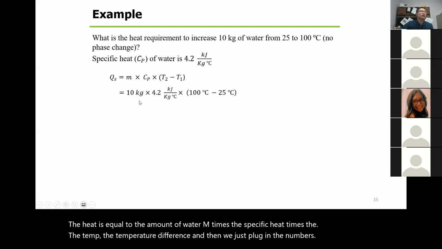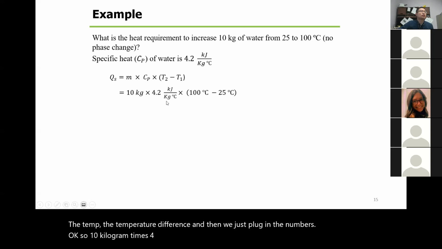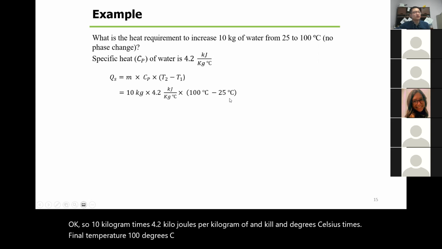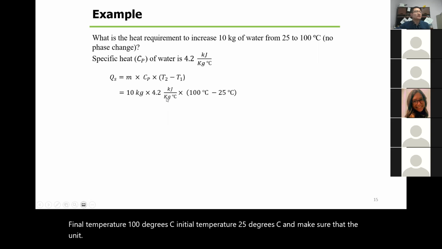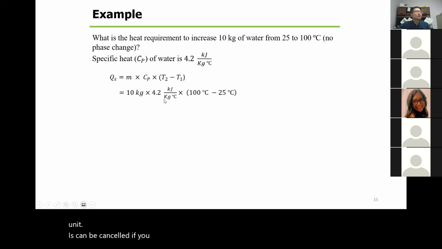Okay, so 10 kilogram times 4.2 kilojoule per kilogram per degree Celsius times final temperature 100 degrees C, initial temperature 25 degrees C, and make sure that the units can be cancelled, right? If you have a kilogram here and a kilogram here. In some cases the specific heat is given in the unit of joule per gram. In that case, you have to be very careful. Make sure the units can be cancelled.